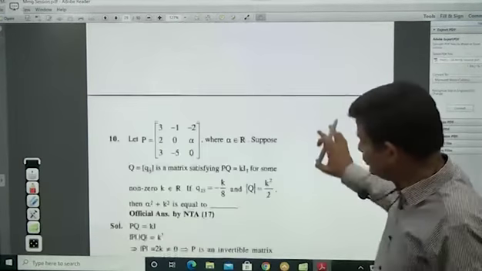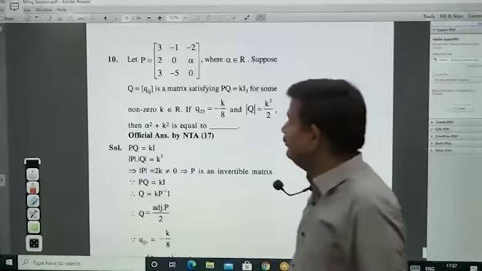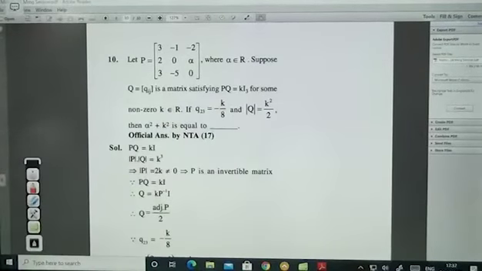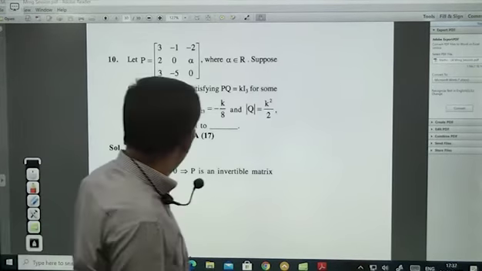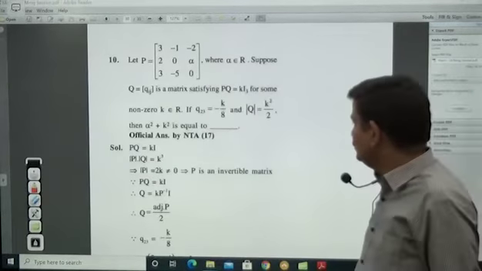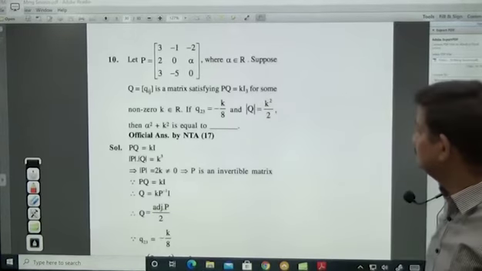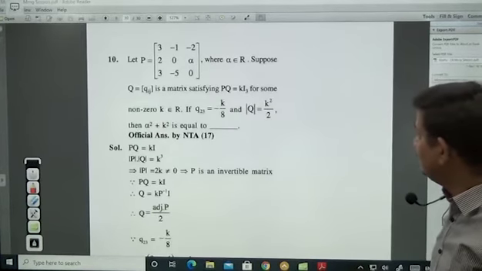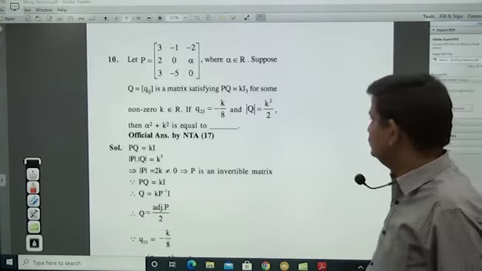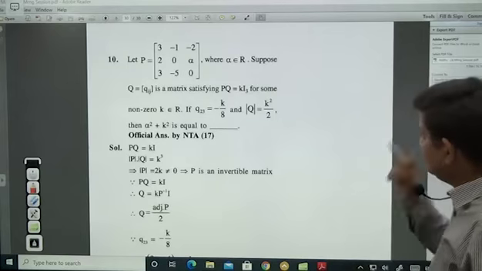One more question only. Fine, 10th one. Let P be this matrix, suppose this is a matrix satisfying PQ equal to K I3 for some non-zero K. Q23 is equal to minus K by 8. Mod Q is equal to K square by 2.